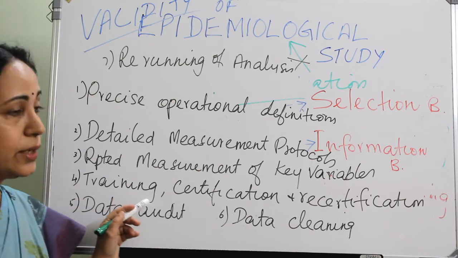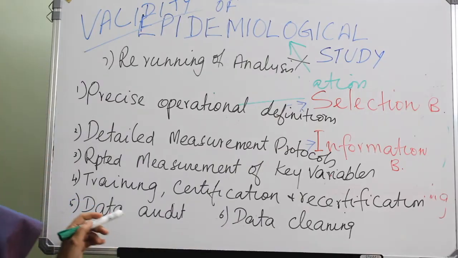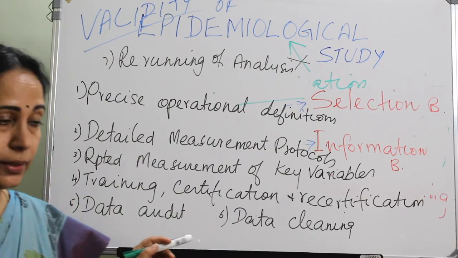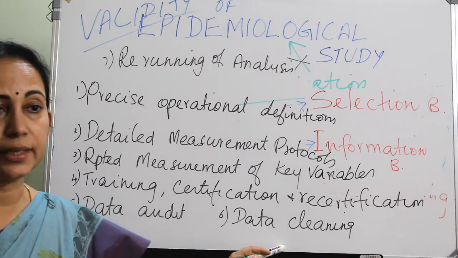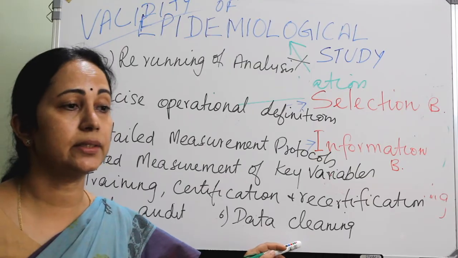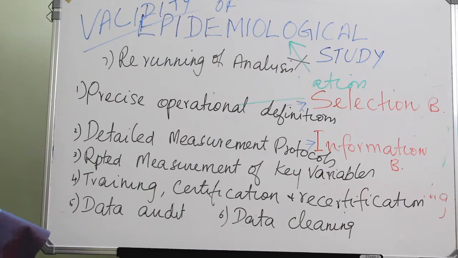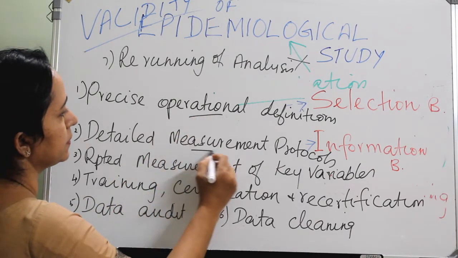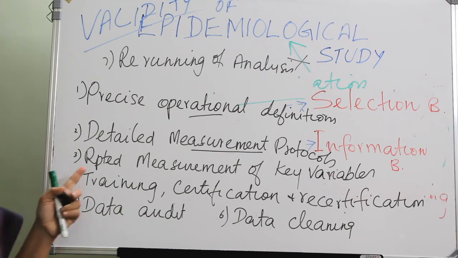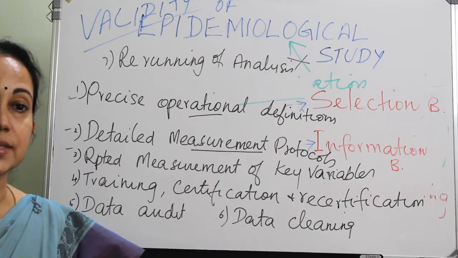A thorough training of them should be given, and it should be periodically evaluated also. Data audit of either the interviewers or of the data senders, and data cleaning either by software or by other methods. Also you have to do a rerunning of the analysis prior to publication. By all these methods, especially by precise operational definitions and measurement protocols, detailing and repeated measurement of key variables, these three are very important to reduce selection bias.